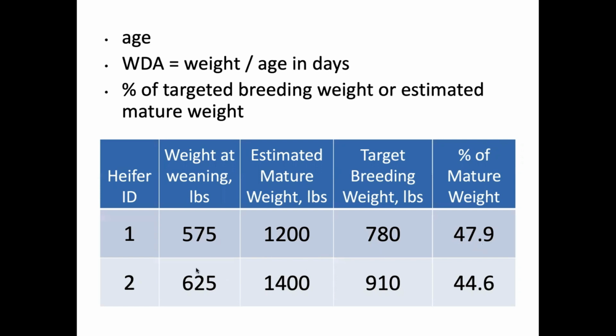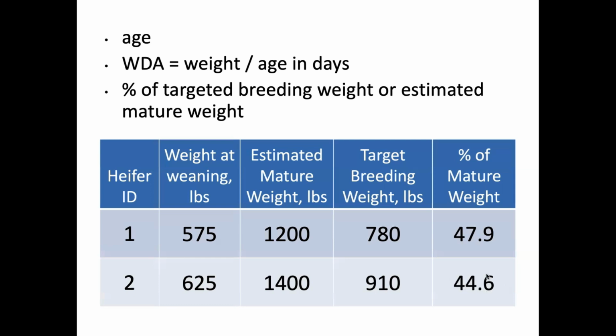If we look at this other heifer and say, well, no, she's going to be a little bigger cow. She's going to be on the high end of that moderate range and be a 1,400 pound cow. Her target breeding weight would be 910. So we've got to get her a little bit bigger. If we think about her in relation to her mature weight, she's a little less than 45%.